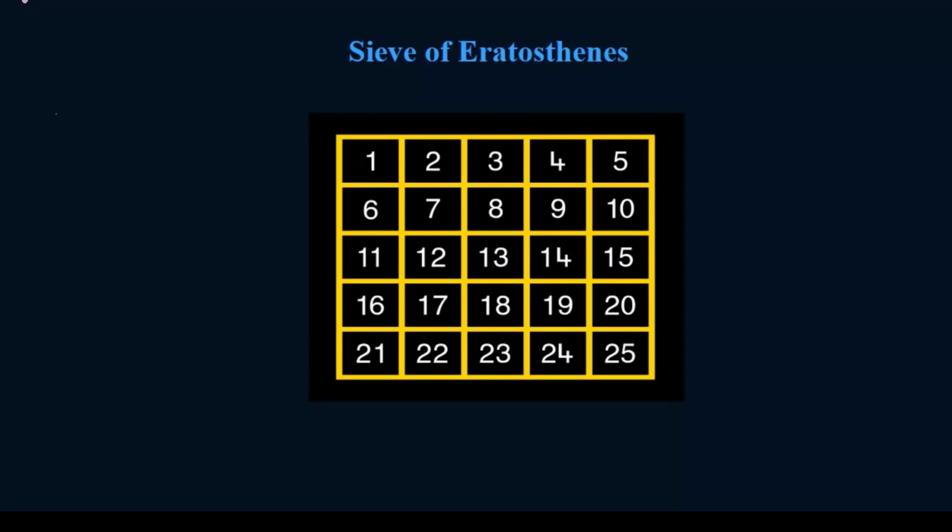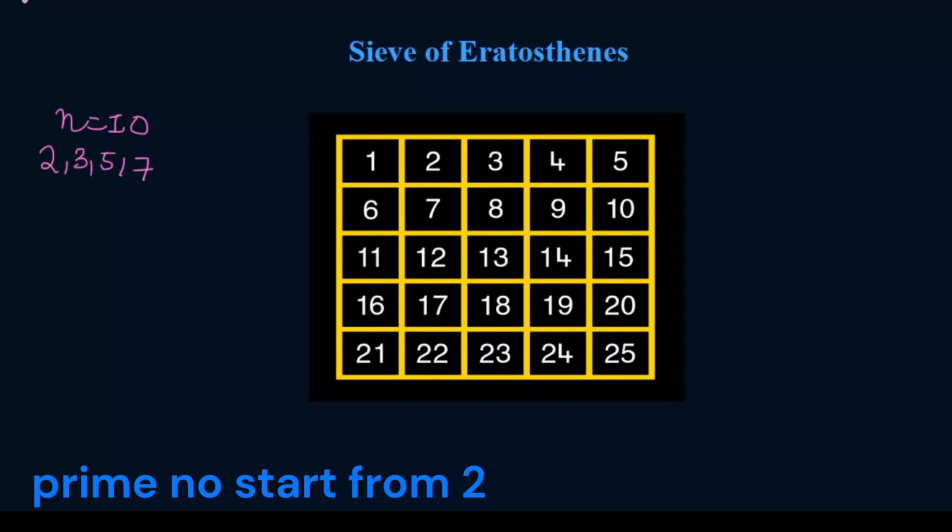N is equal to 10. Okay. So we write all the prime numbers up to 10. The first prime number is 2, then 3, then 5 and 7. These are the 4 prime numbers up to 10. So now let's take another example. N is equal to 25. Okay. So the first prime number is 2, then 3, 5, 7, then 11, 13, then 17, 19 and 23. So these are all the prime numbers up to 25.